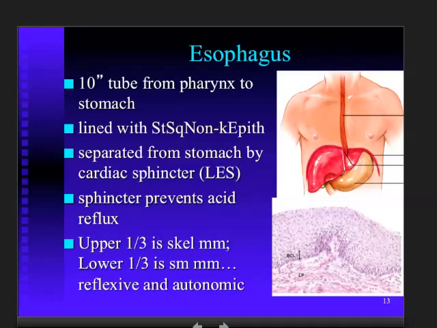And then the muscularis externa, the third layer. The upper third is skeletal muscle, and the lower third is smooth muscle. In between, it's a mix. It's transitional. The idea is that the upper third you have control over, so you're able to control what's happening, and then it just takes over as a smooth muscle action.